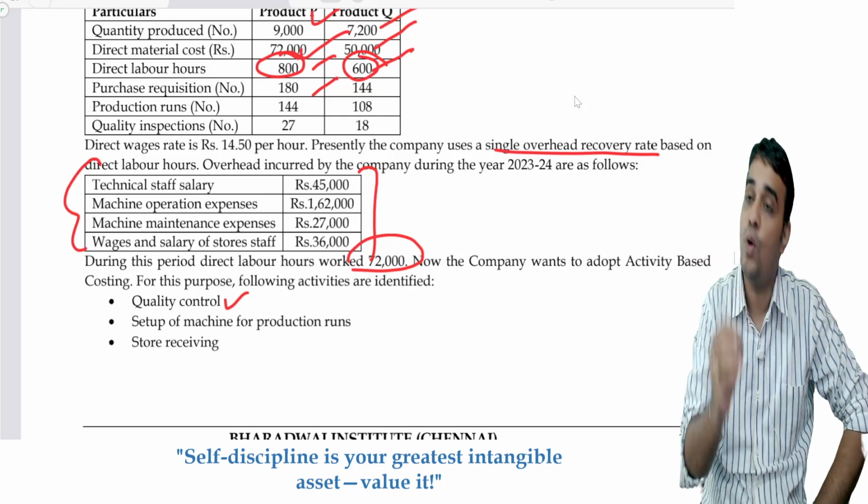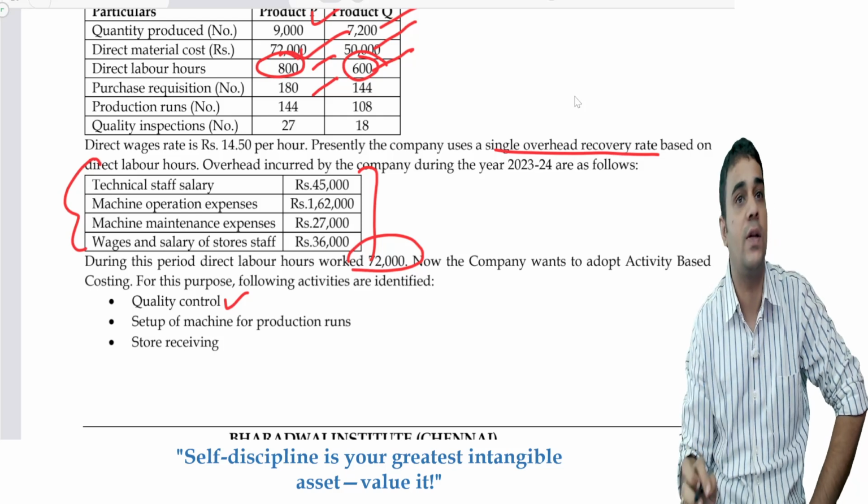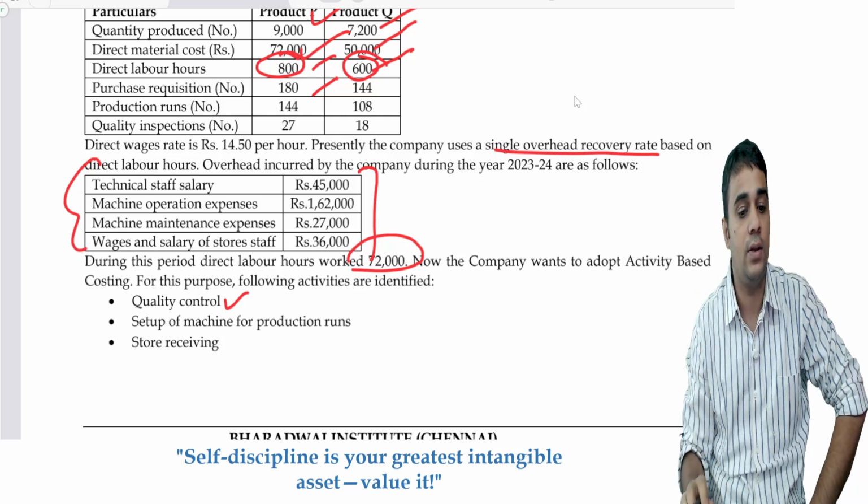I need cost for quality control. How will we get it? We'll see. I need cost for setting up activity and I need cost for store receiving activity. All the three are not there.